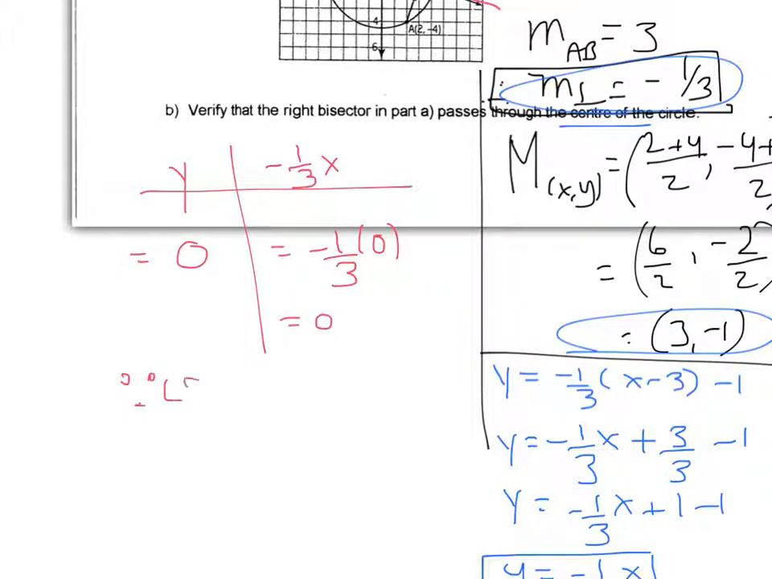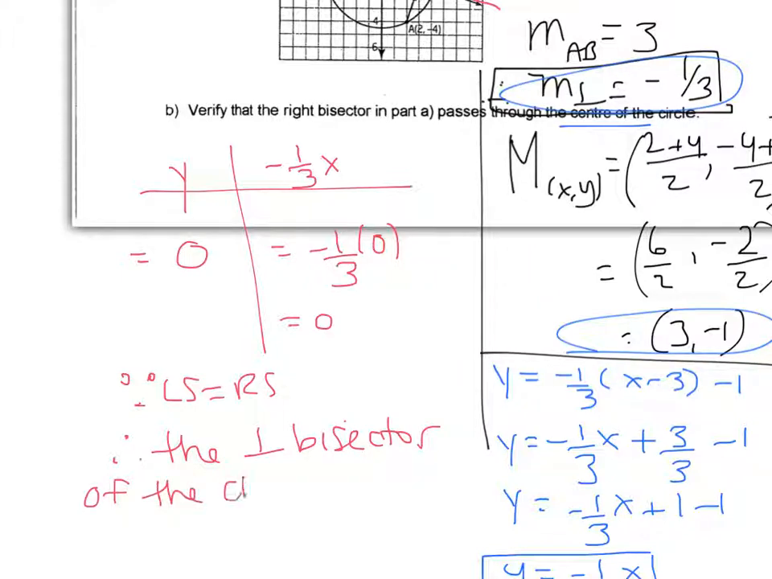Since the left side equals the right side, therefore, the perpendicular bisector of the chord passes through 0, 0, or the origin. And that's actually a property of a right bisector, it always is going to pass through 0, 0. Because the circle centers around 0, 0, any right bisector of any chord on the circle will pass through the origin.